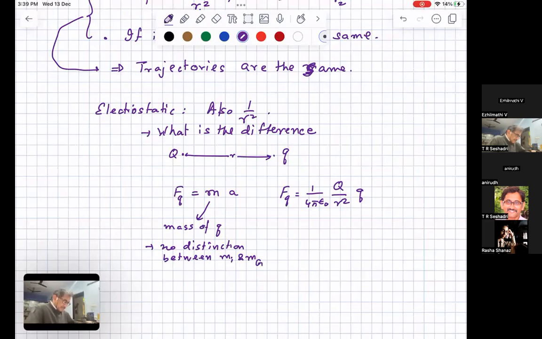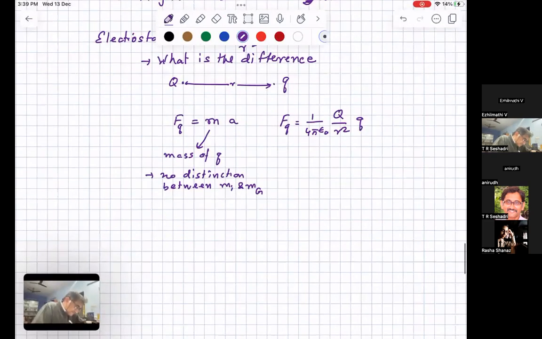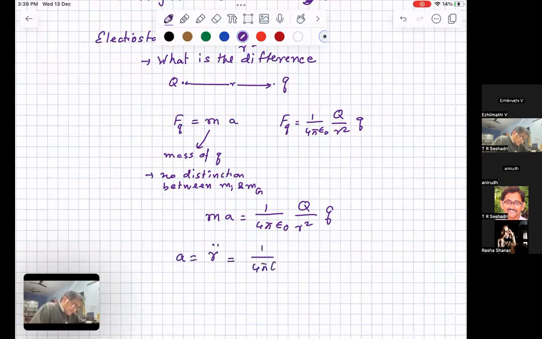Okay. And so I have from these two, Ma is equal to 1 by 4 epsilon naught capital Q by R square times Q. And so A, which is equal to R double dot, is equal to 1 by 4 pi epsilon naught capital Q by R square times Q by M. Previously, it had Mg by Mi. Now it is Q by M.